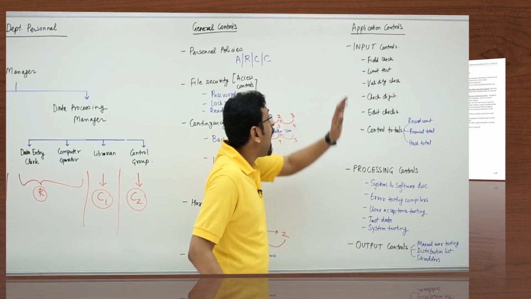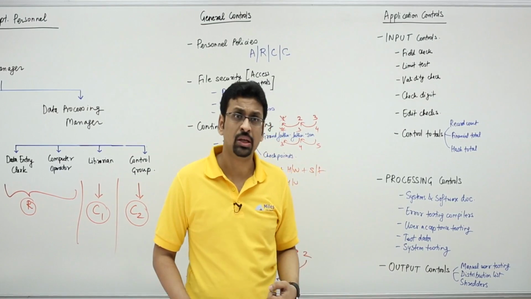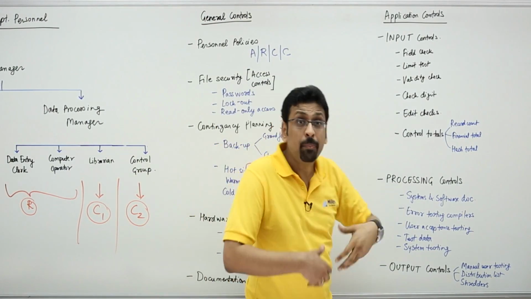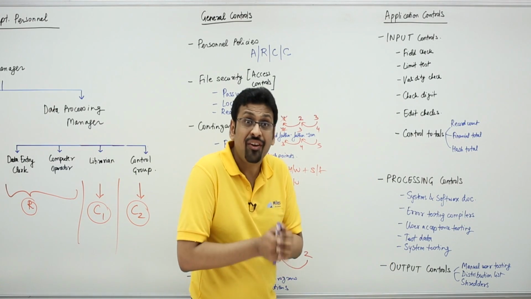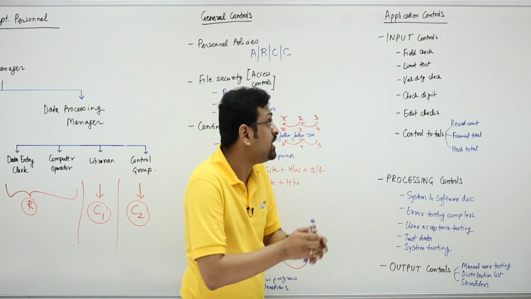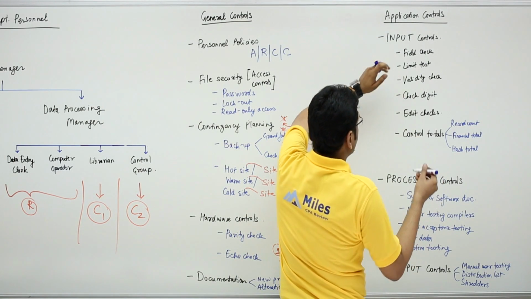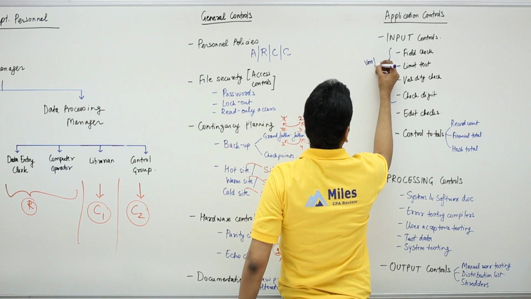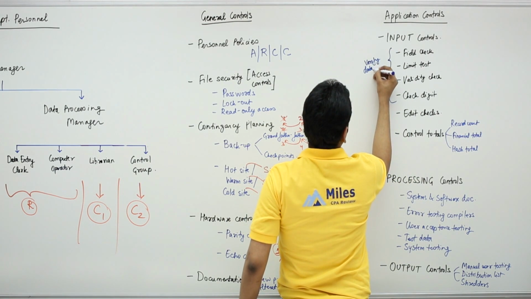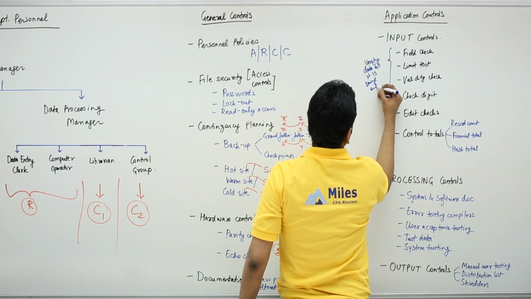Now we're looking at application controls, which are specific program controls. Let's start with input controls. A lot of times you want to verify data as it is being entered. So you could do a field check, limit test, validity check, or a check digit.